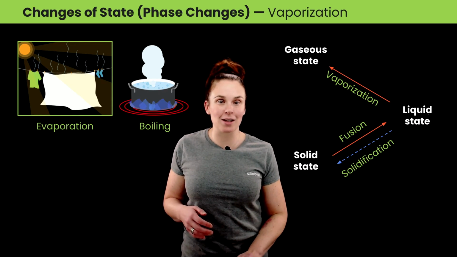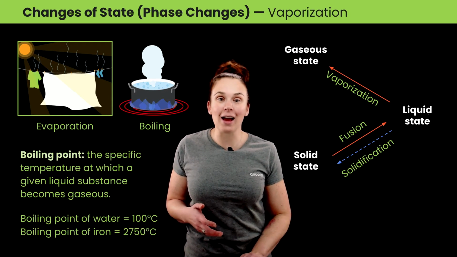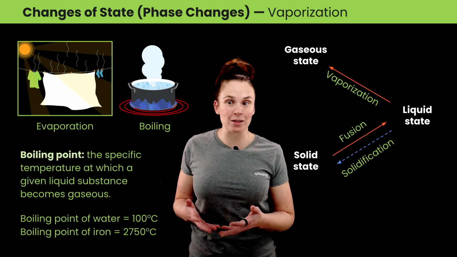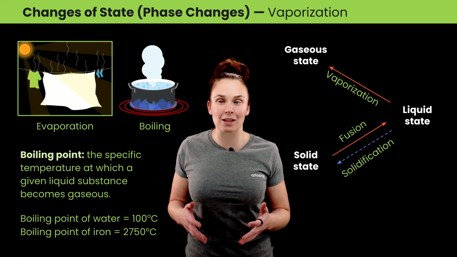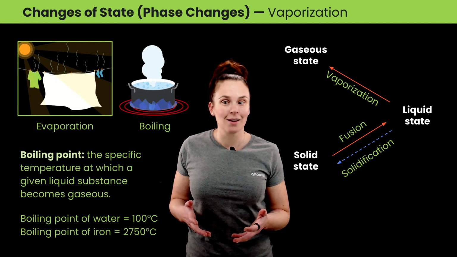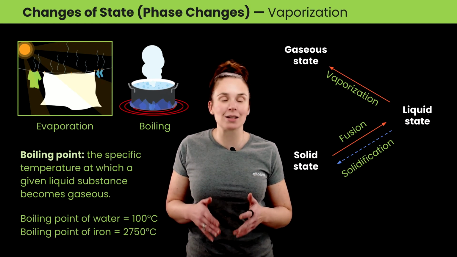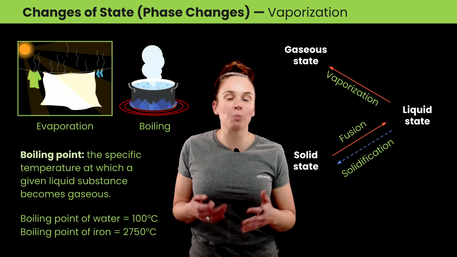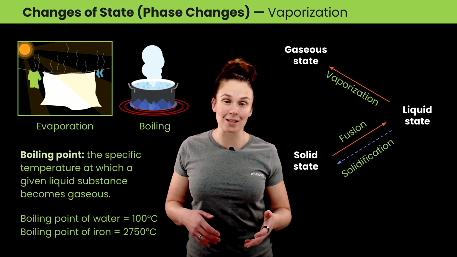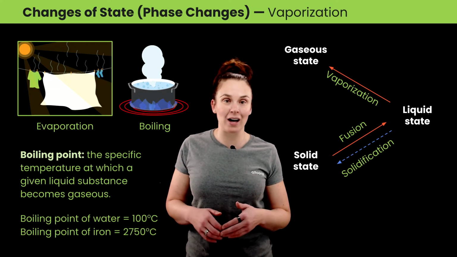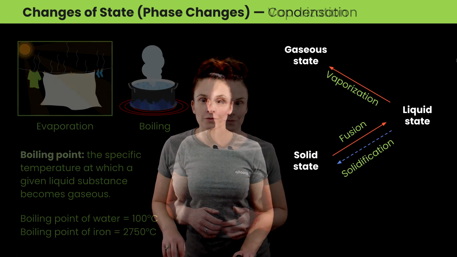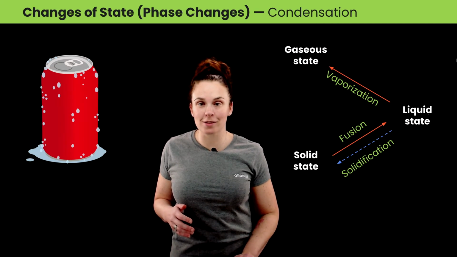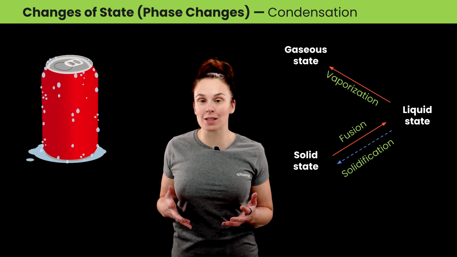And this change in state is called vaporization. And usually we also say boiling point. So boiling point is the specific temperature at which a given liquid substance becomes gaseous. And remember that boiling point is specific to the substance. So the boiling point of water is 100 degrees Celsius, and that's different than the boiling point of iron, which is 2,750 degrees Celsius.